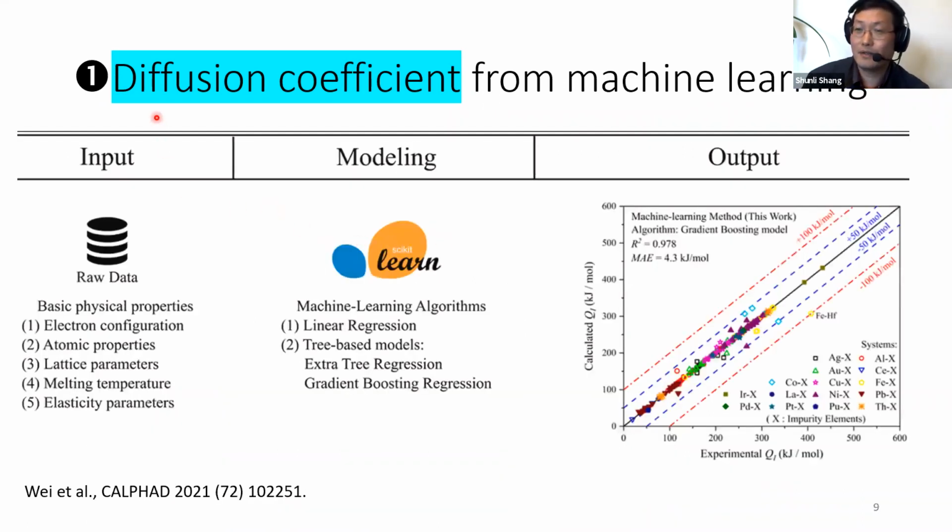And also the diffusion coefficient can be predicted from machine learning. Here, the diffusion coefficient is also about the dilute, or what we call the impurity diffusion coefficient. We have the descriptors, we have the algorithm, then we can predict the diffusion coefficients. Here is an example, also the activation energy.